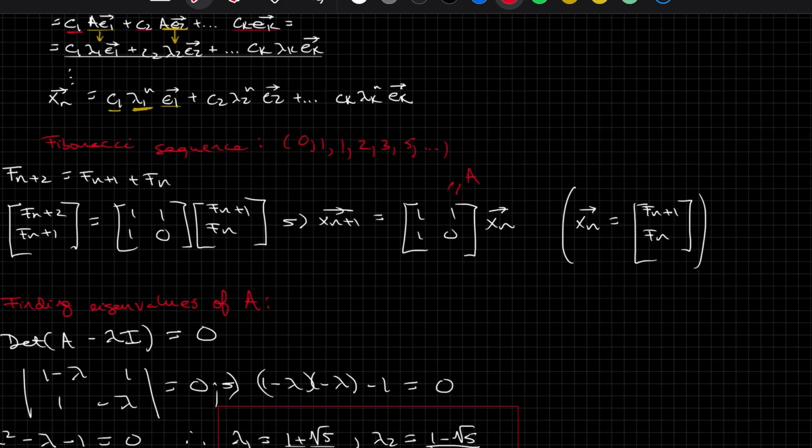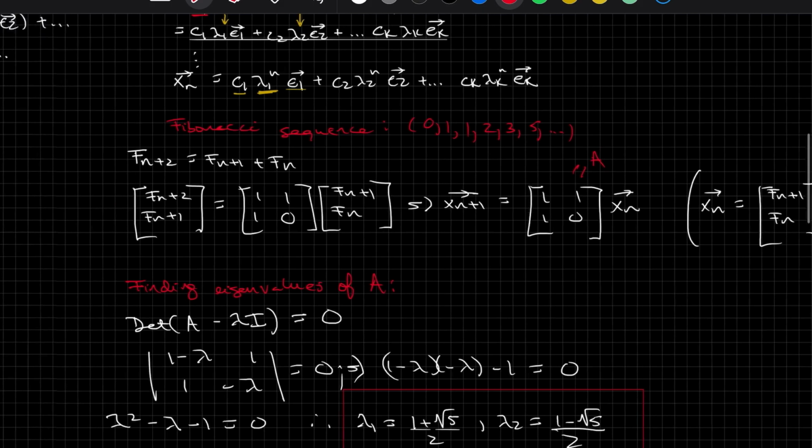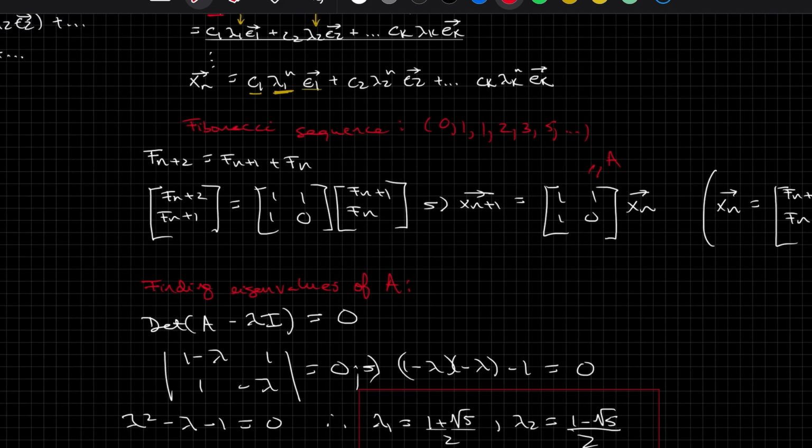So now we can move on to the Fibonacci sequence. The Fibonacci sequence is just 0, 1, 1, 2, 3, 5. So the nth term is the sum of the two previous terms. As a recurrence relation, we have this.